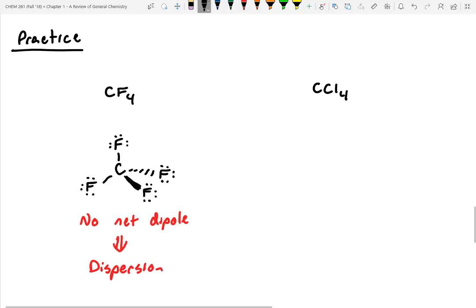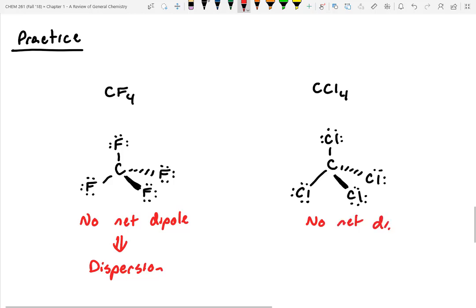All right, if we go to CCl4, it looks pretty similar. You've got 4 chlorines coming off of it, each with their own lone pairs. Is there going to be a net dipole here? No, it's practically the same. So we'd say no net dipole. This would also be dispersion. All right, which one will have the higher boiling point? It seems like we're kind of stuck. They both have dispersion. Anybody want to throw out an explanation?